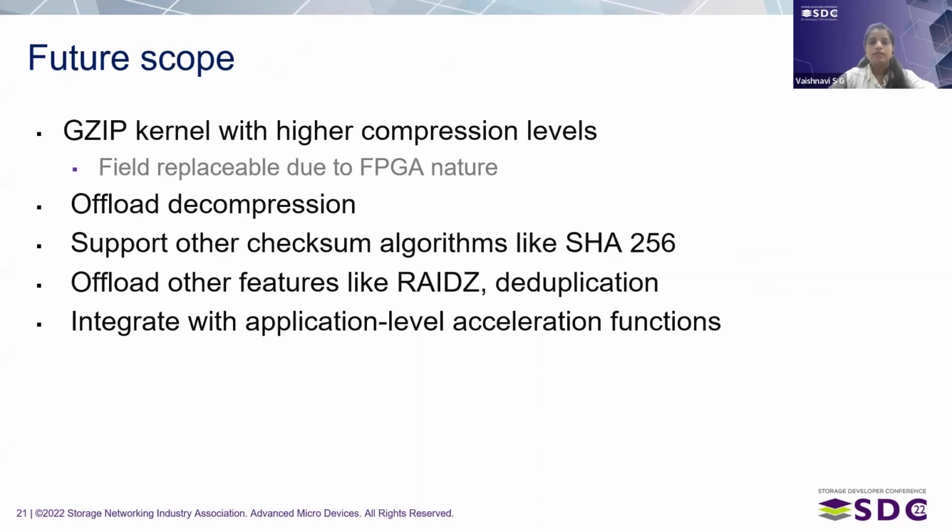There are a lot of other things that can be added to this in future. I have listed some of them here, like offloading decompression for the read path, a GZIP kernel that supports multiple levels, or adding offload to RAID or deduplication features of ZFS.